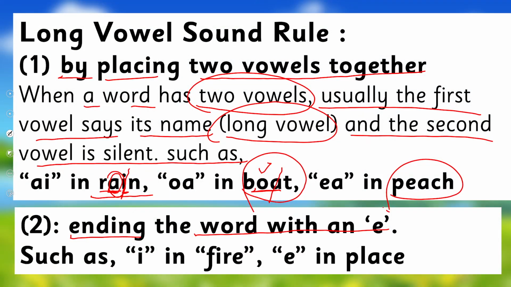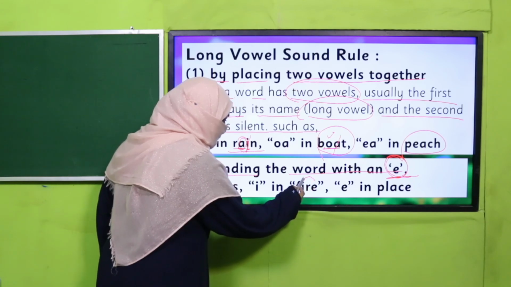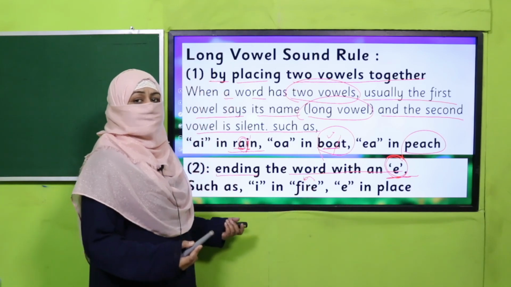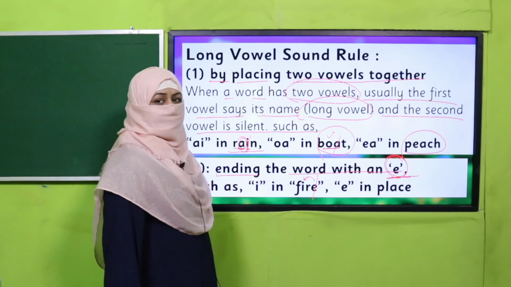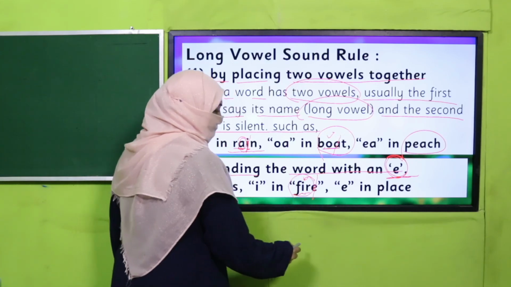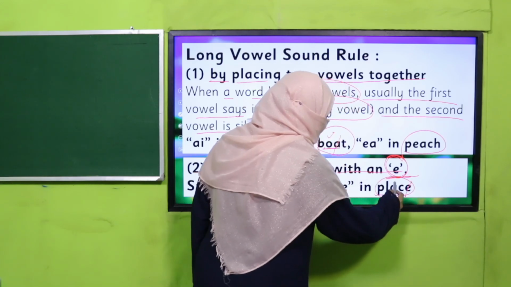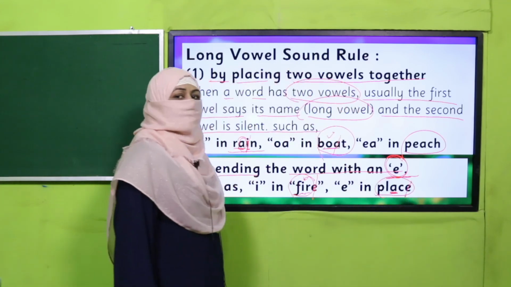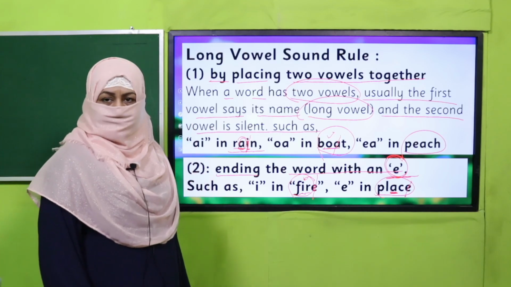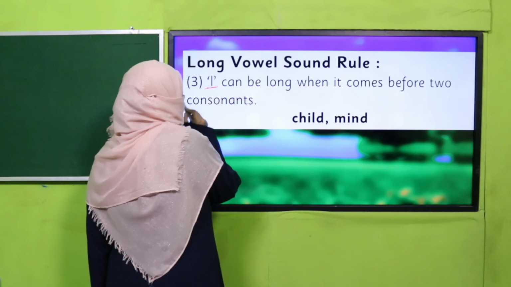So this E, when it appears at the end of a word, it is called a bossy E. And what does it do? It makes the previous vowel sound its long vowel sound and itself it remains silent. That's why it's F-I-R-E, fire. Likewise, place. This E is silent and this A is giving its long sound A, place.